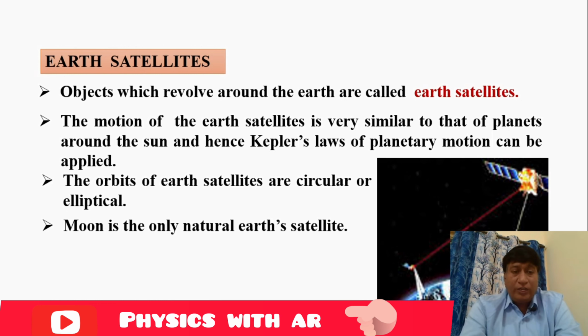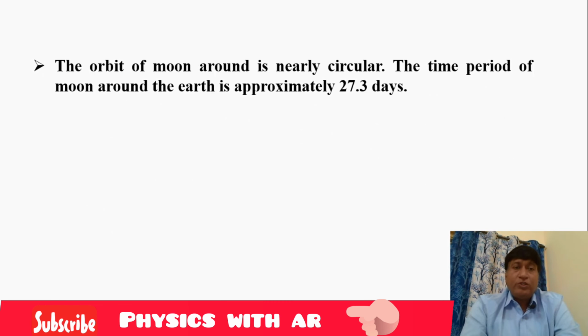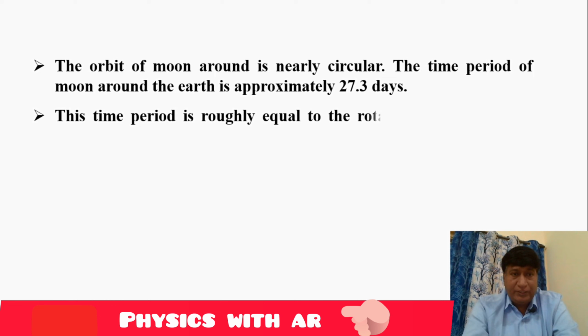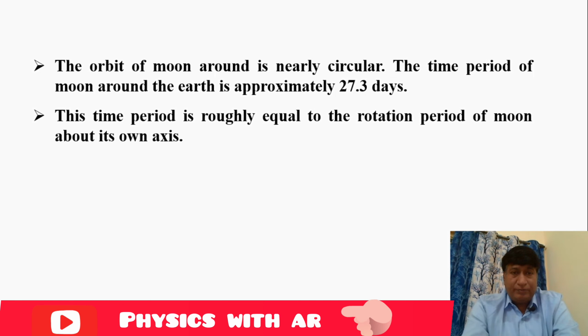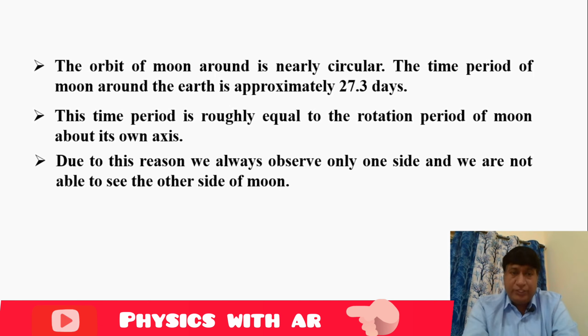The Moon is the only natural Earth satellite. The orbit of the Moon around the Earth is nearly circular. The time period of the Moon around the Earth is approximately 27.3 days. This time period is roughly equal to its rotation period about its own axis. Due to this, we always observe only one side of the Moon and are not able to see the other side.